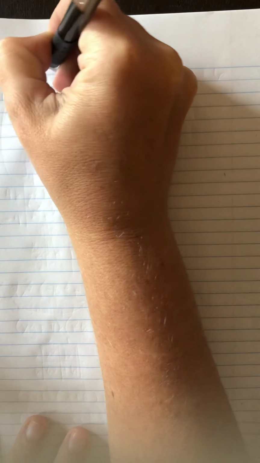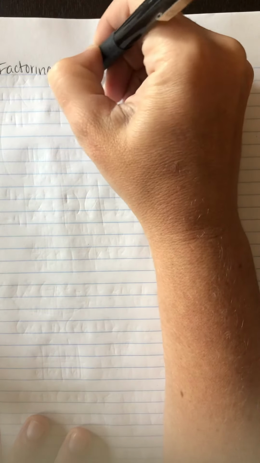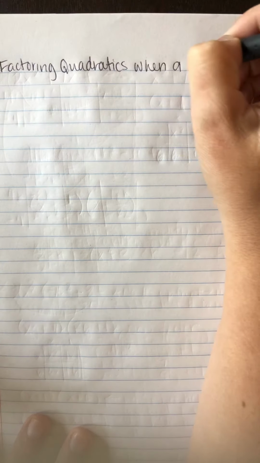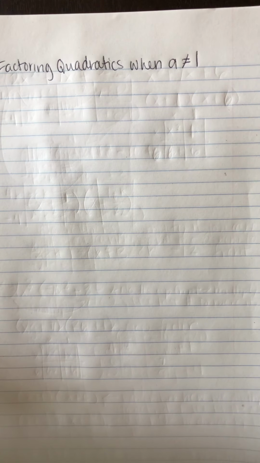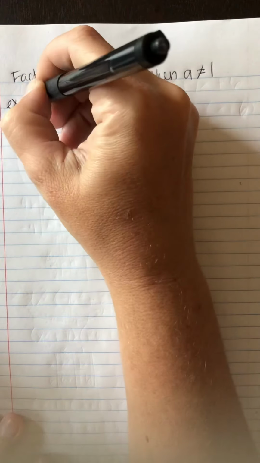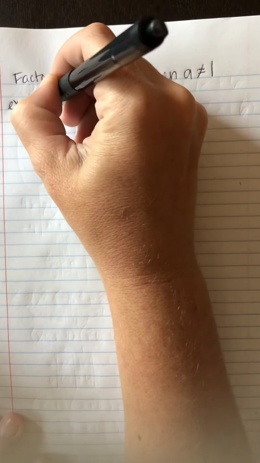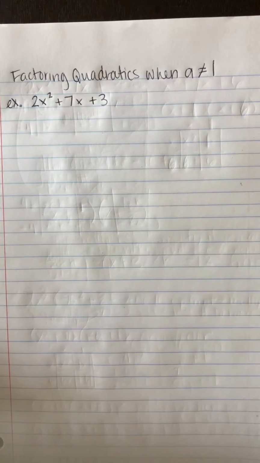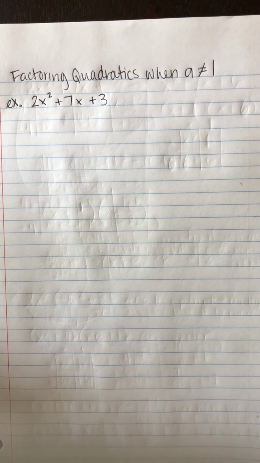So we are factoring quadratics when a does not equal 1. So remember, a is that very first coefficient in our expression here. So we're just going to go ahead and start with an example. So an example might be something like 2x squared plus 7x plus 3. All right, so our a term is this very first one, and now it's 2.